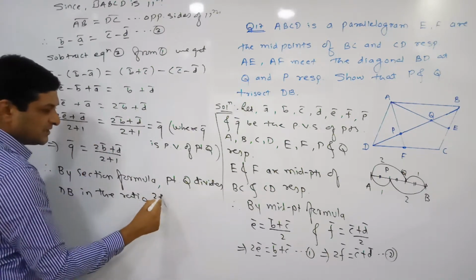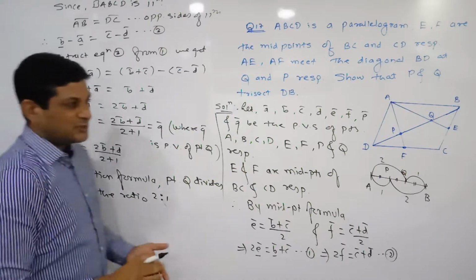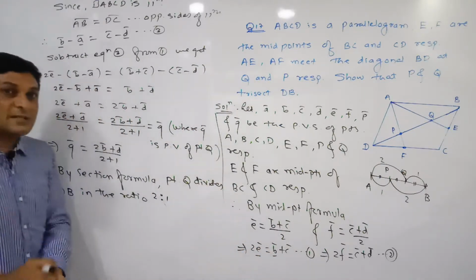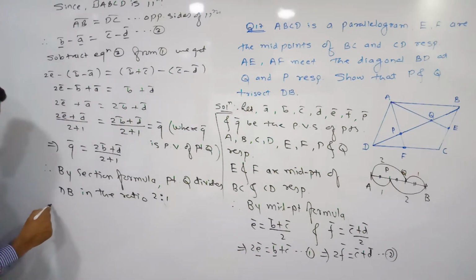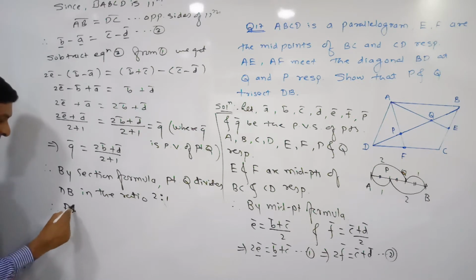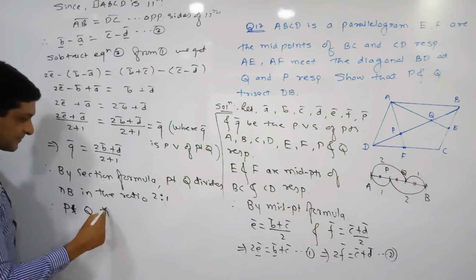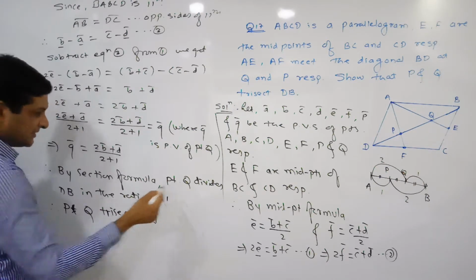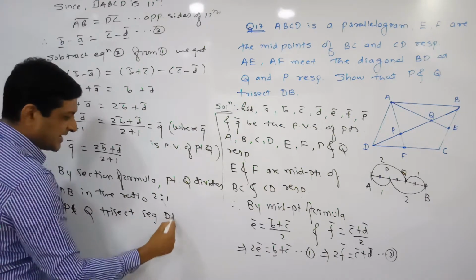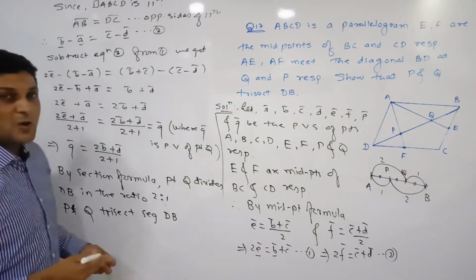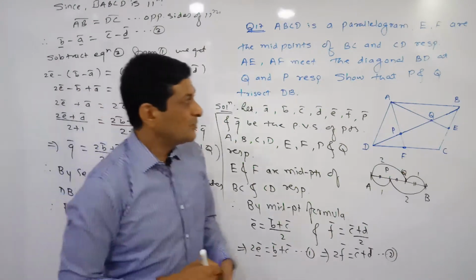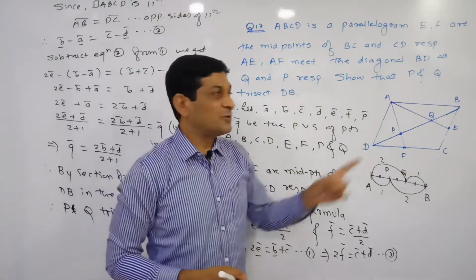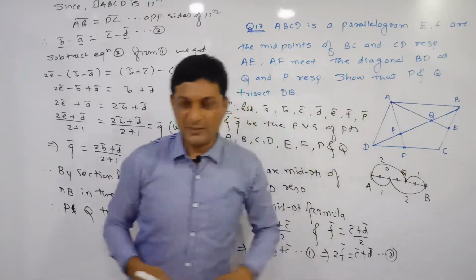And already we have seen that if the ratio is 1:2 or 2:1, at that time we can say that the point trisects the segment. So therefore point Q trisects segment DB. In this way we have completed one part of this example. We have proved that point Q trisects DB. Now using the same method we will try to show that point P also trisects DB.